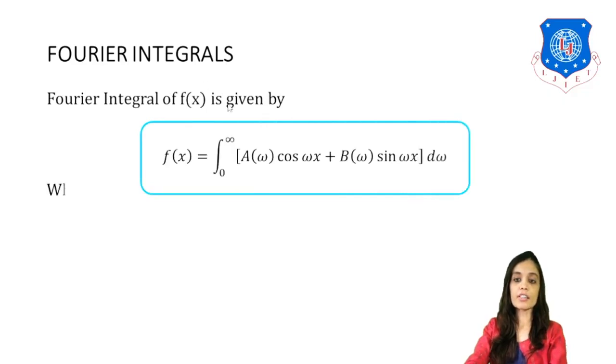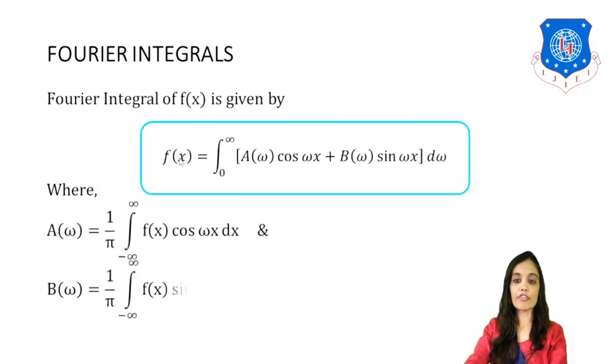Fourier integral of f(x) is given by f(x) = integral from 0 to infinity of [A(ω) cos ωx + B(ω) sin ωx] dω, where A(ω) is given by 1/π integral from minus infinity to plus infinity of f(x) cos ωx dx, and B(ω) is given by 1/π integral from minus infinity to plus infinity of f(x) sin ωx dx. So we just have to find this A(ω) and B(ω) and put its value in this f(x) to find our Fourier integral.